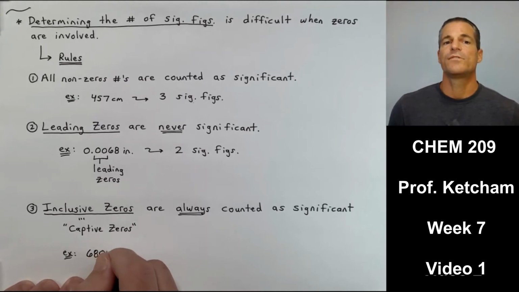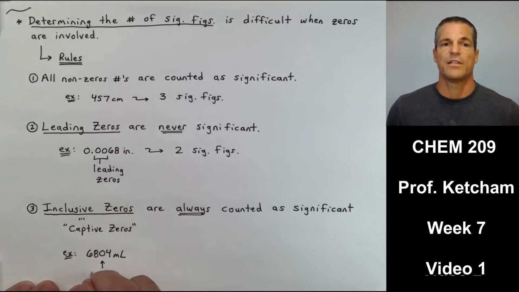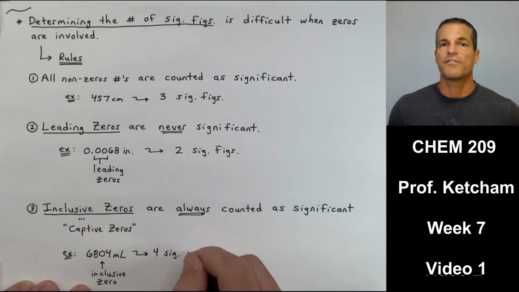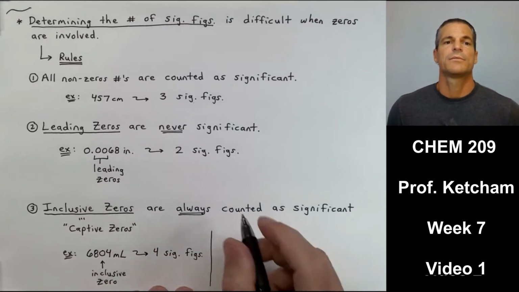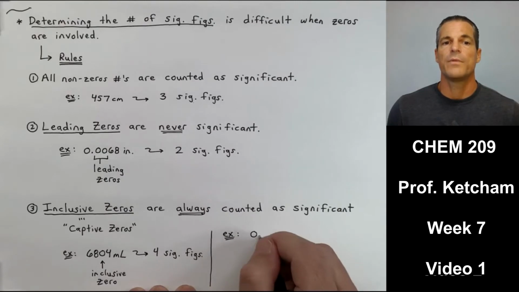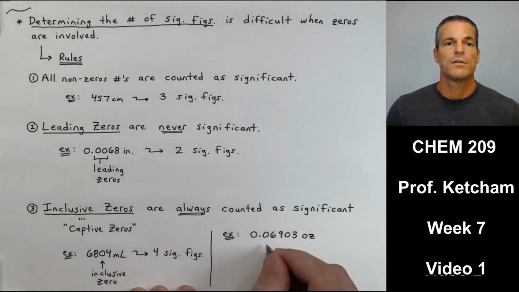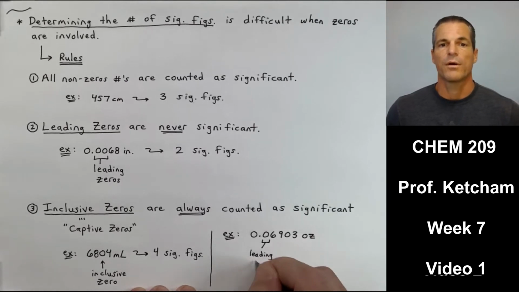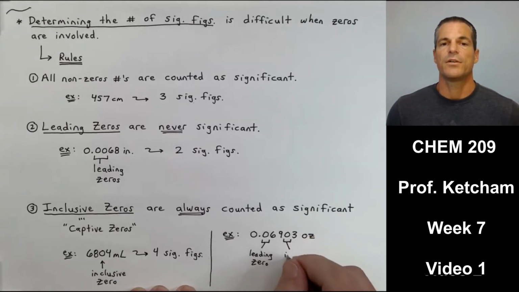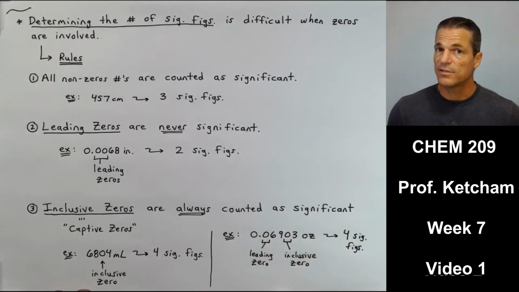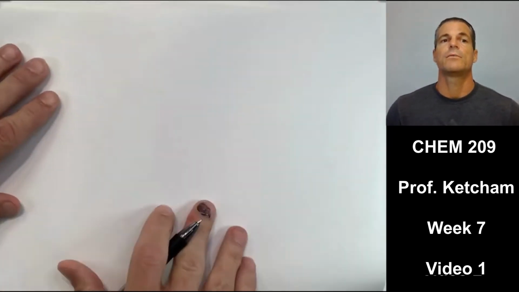Number 3, inclusive zeros are always counted as significant. These are also called captive zeros. These are zeros that are kind of stuffed between non-zero numbers. So 6,804 milliliters, 4 sig figs. That's an inclusive zero tucked in between 8 and 4. Next example, 0.06903 ounces. This is going to be 4 significant figures. We have an inclusive zero that counts, and then we have the leading zero that does not count.